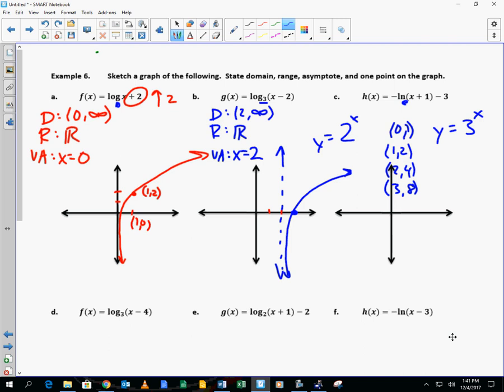Does y equals 3 to the x go through 0, 1? Yes. But does it go through 1, 2? No, it doesn't. So they would give an additional point just to show how it's different. I'm not asking that you guys do that. Okay, what's different about letter C?